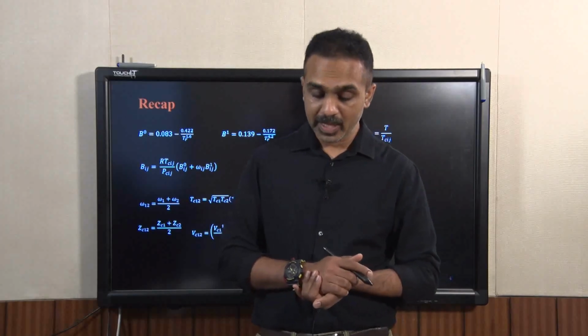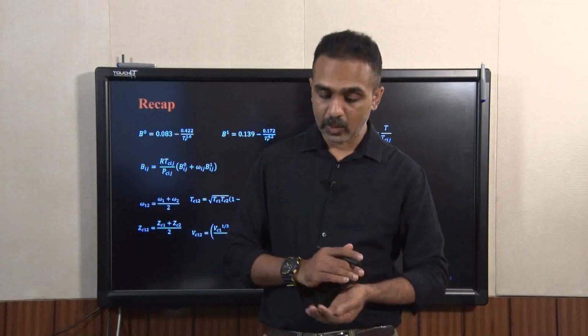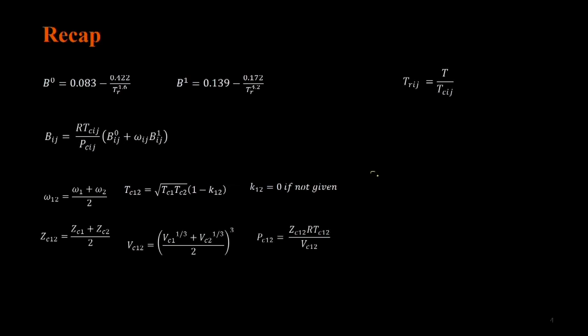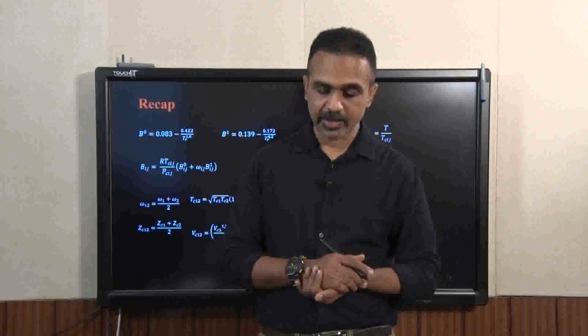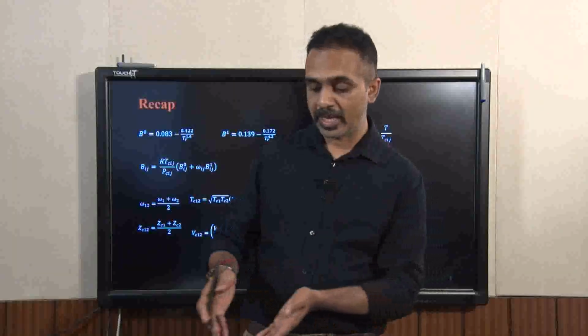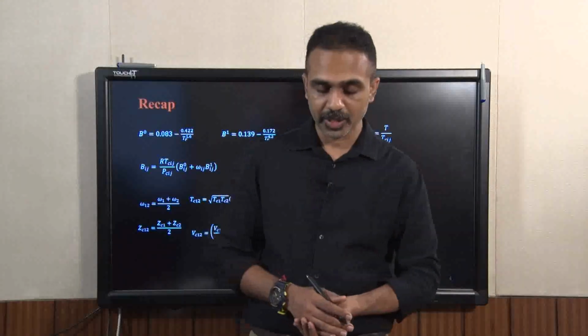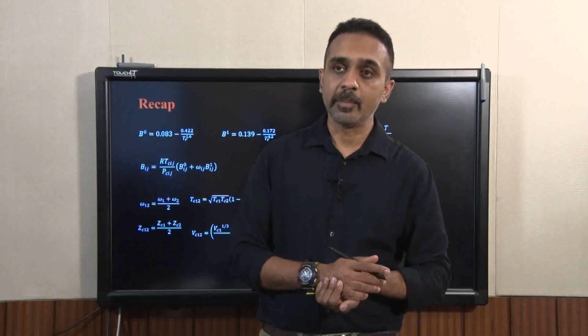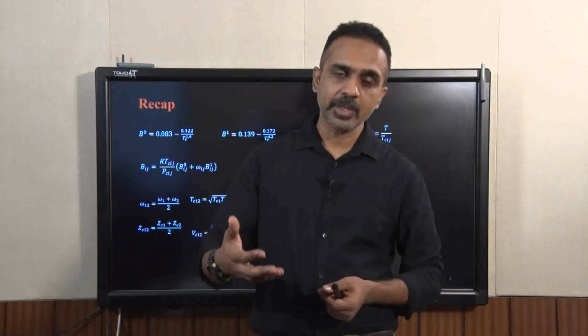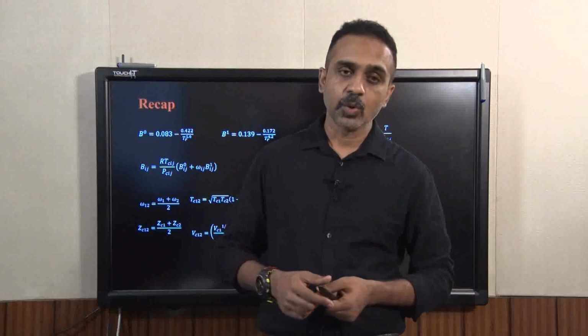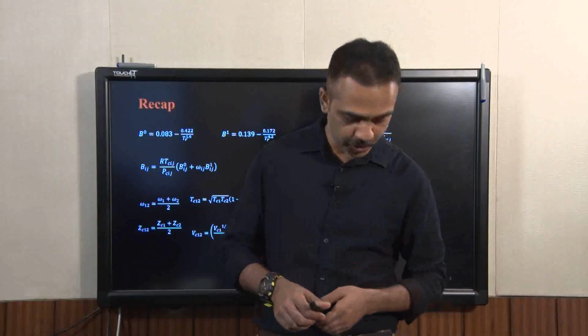And to be able to calculate B_ij, the cross virial coefficient, we can use what are known as the combining rules to obtain the pseudo-critical constants or the pseudo-critical parameters, such as Tc12, omega12, the compressibility factor, the volume, etc., from which we calculate the pressure. And once we have this information, I can calculate the cross virial coefficient B12. We have used this in an example and calculated the fugacity coefficient for species in a mixture.